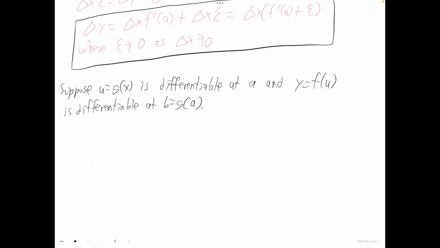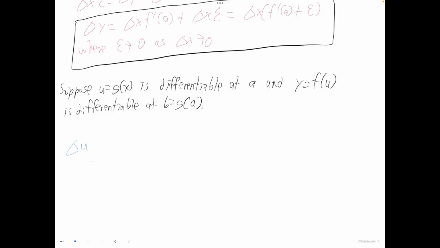So now what we're going to do is try to take the derivative of y, in a sense. We want to find dy over dx, so we're going to look for delta y over delta x to start with. First, we're going to use our increment argument on both the change in u and the change in y.